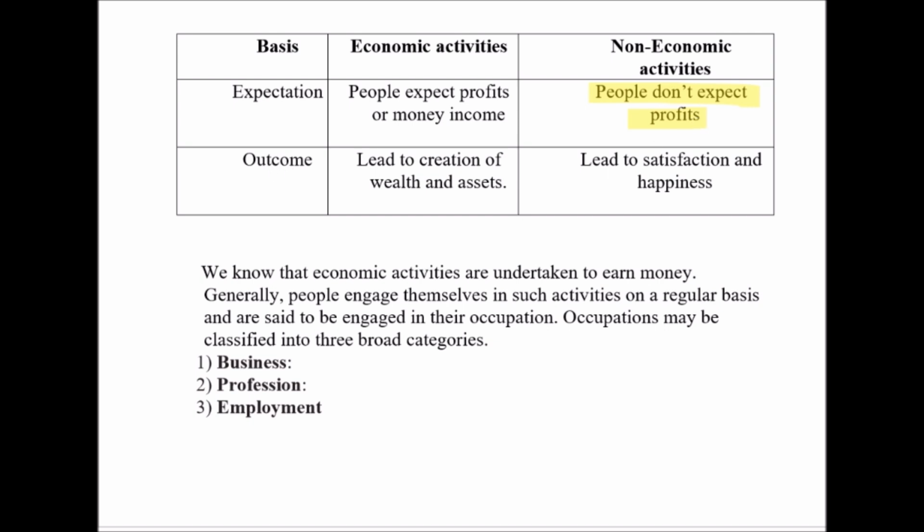Next point is outcome. If you talk of outcome, it leads to creation of wealth and assets. So whenever you do some economic activities, you are creating wealth for yourself. You are creating some properties and assets for yourself. But what is the outcome of non-economic activity? It leads to satisfaction and happiness. So if you're doing something for personal satisfaction and happiness, those activities will come under the category of non-economic activities.